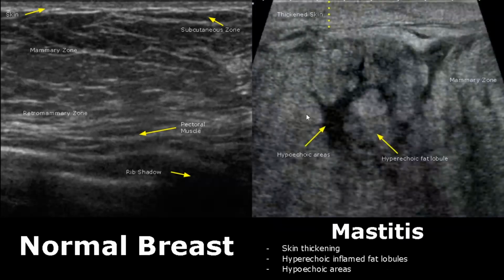Mastitis is the inflammation of breast tissue. Its appearances consist of hyperechoic fat lobules and some hypoechoic areas. Another distinguishing feature is that it has thickened skin. Here you can see the skin is very thick as compared to the normal image. These are the features of mastitis.